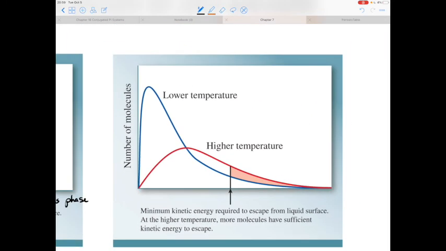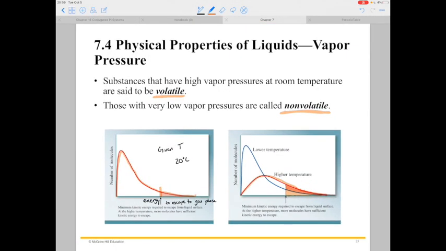All right. If we increase the temperature, what we do is change that distribution in such a way that we shift it over to the right. The blue curve represents the lower temperature. The red curve represents what happens when we raise the temperature. Now we have that many more molecules, the area under this curve right here, that have a high enough energy to escape to the gas phase. So raising temperature means you're raising vapor pressure.